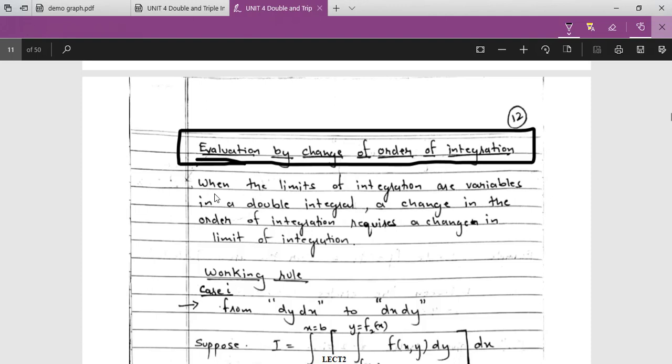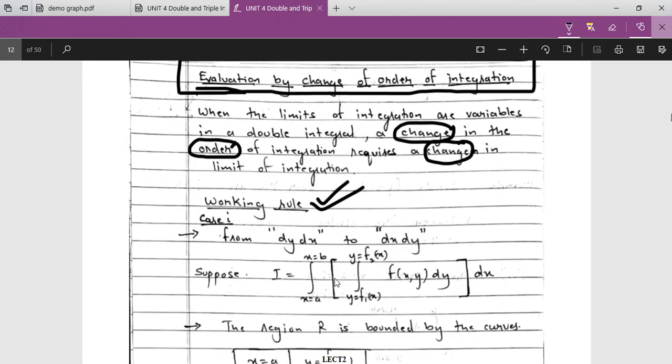Given that the limits of integration are variables in a double integral, a change in the order of integration requires a change in the limit. So a change in the order of integration requires what? A change in the limit of integration. Now let us see its working rule, right?